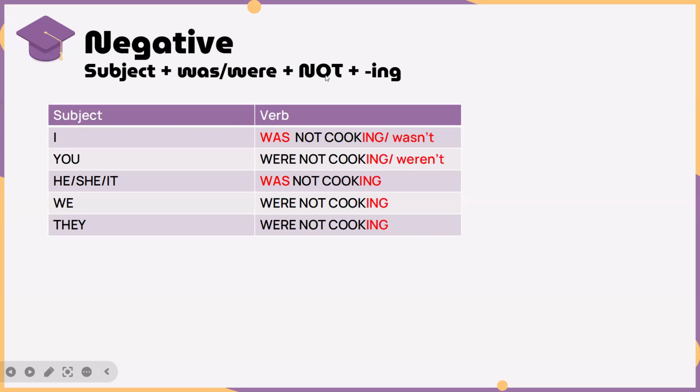For negative, as we know, all we have to do is to add not, okay? So we have our subject pronouns here. We have our verb to be in the past tense, was, were. Then we have not, then we have the verb with the ing. I was not cooking. You were not cooking. He, she, it was not cooking. We were not cooking. They were not cooking. Good.